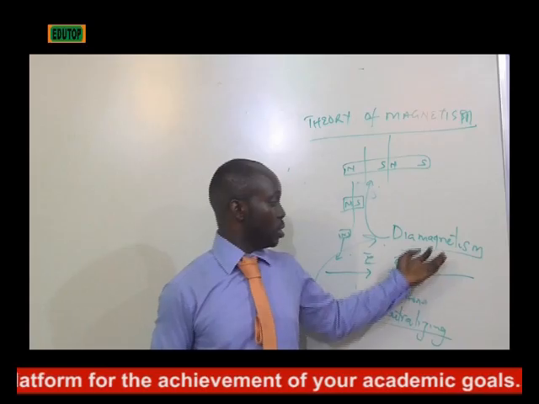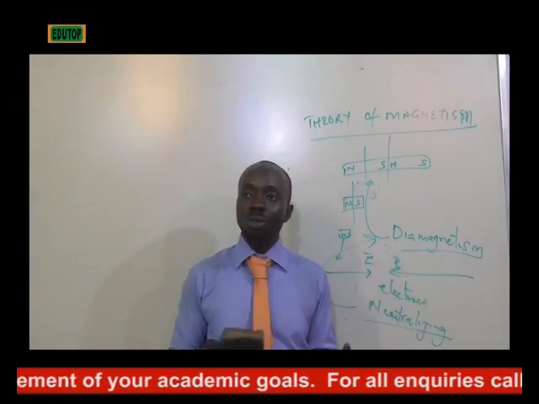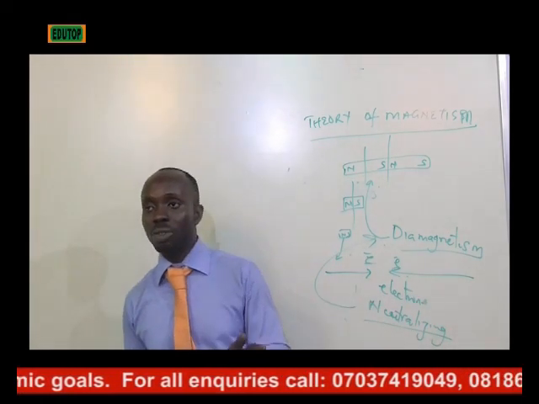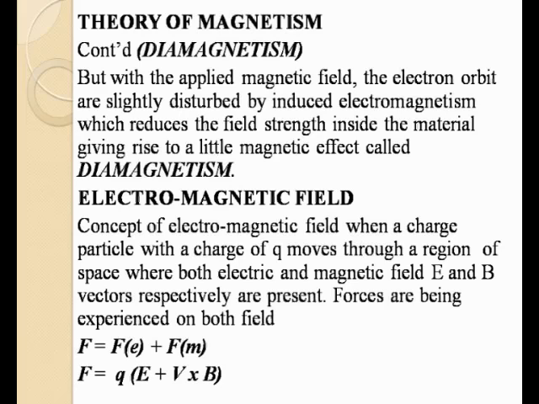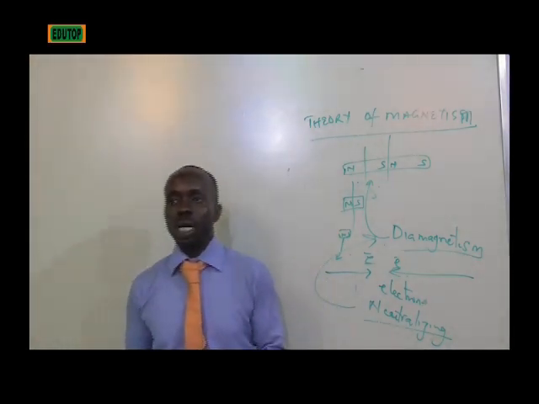So it means that when you induce electromagnetism into this particular field, it affects the direction or movement of those electrons. If you look at that statement, it says that with the applied magnetic field, the electron orbits are slightly disturbed. You understand? By the induced electromagnetism, which reduces the field strength inside the material, giving rise to the little magnetic effect called diamagnetism. What is an electromagnetic field?